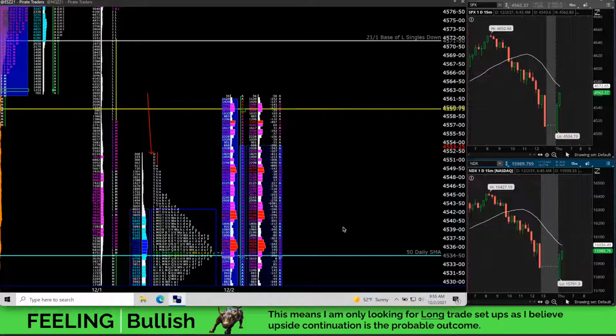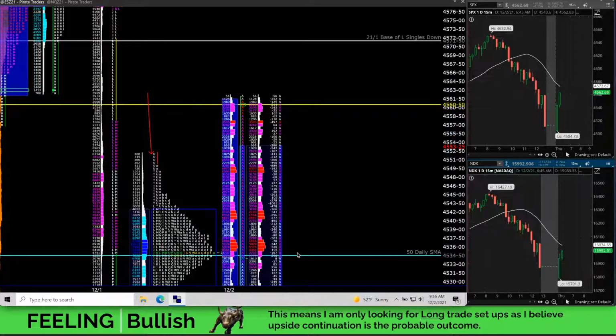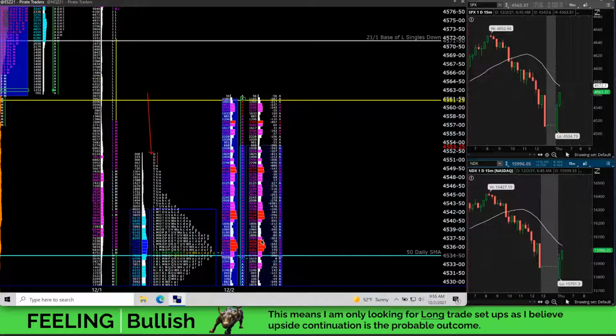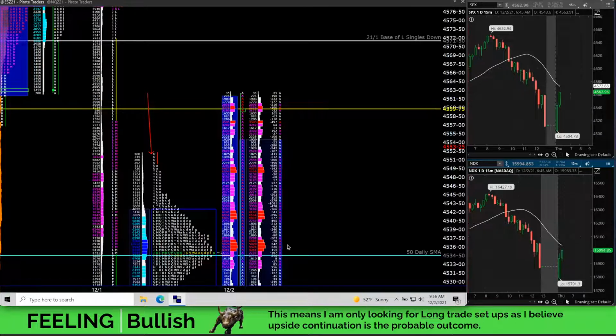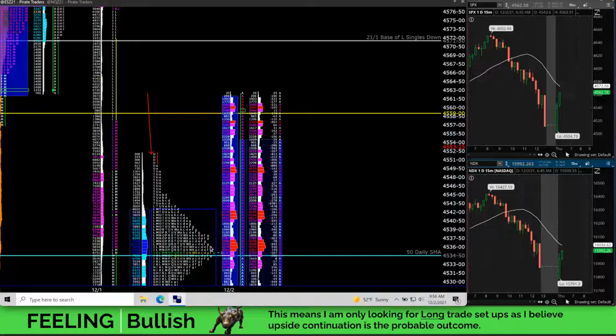Oh, Screwball was asking about support at the base of the spike. Yeah, that would have been a gorgeous entry. Gorgeous. Once it got above there and came back down and found support, it never tested it again. It was like, later, bro. It went up to the overnight high. It came back down. It built support above that level. And it has continued higher from there. So that would have been a gorgeous entry.